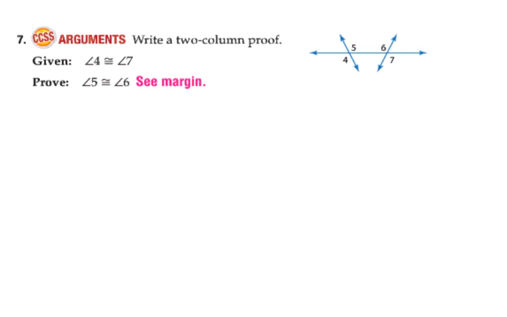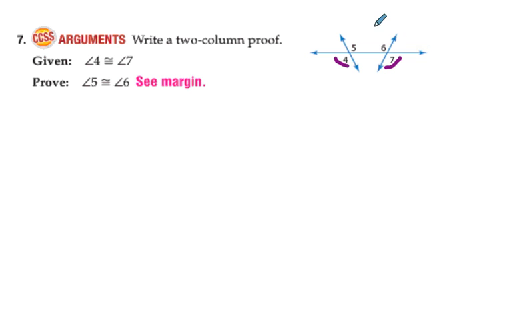In this video, we're looking at problem number 7 on page 156. We've got a proof here. We're asked to prove that angle 5 is congruent to angle 6, and we are given that 4 is congruent to 7. So let's take a look at what we've got here. So 4 right here is congruent to 7, and we want to show that 5 is congruent to 6.